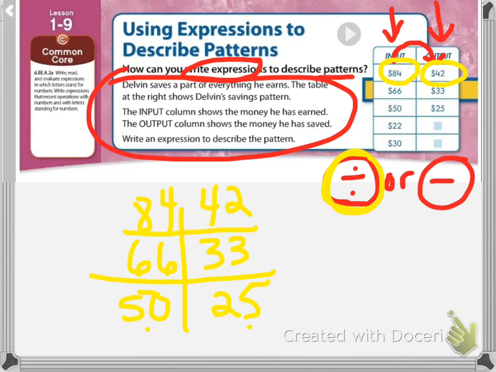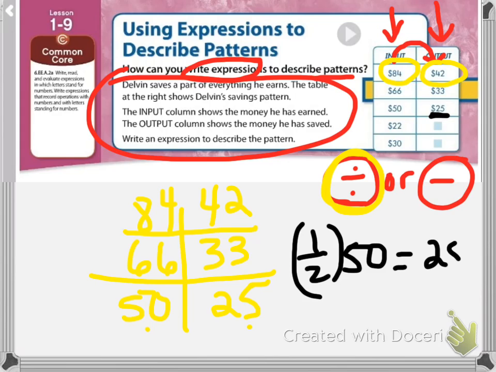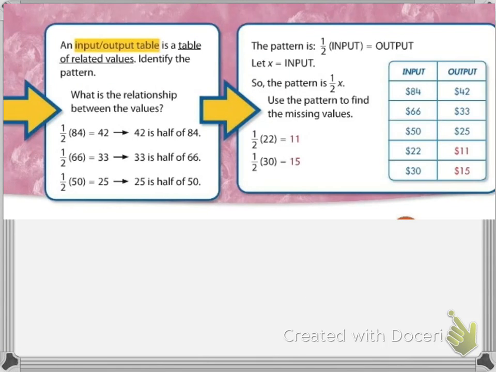So we know that every time, let's start with 50, that might be easier. If we divide 50 into half, it gives us $25. So I think we found our expression here. Our expression is that every money he makes, he divides into half. So the relationship is that the input is divided by 2 to get the output.